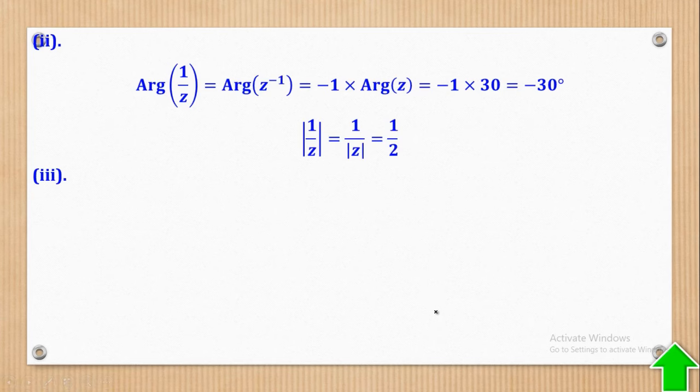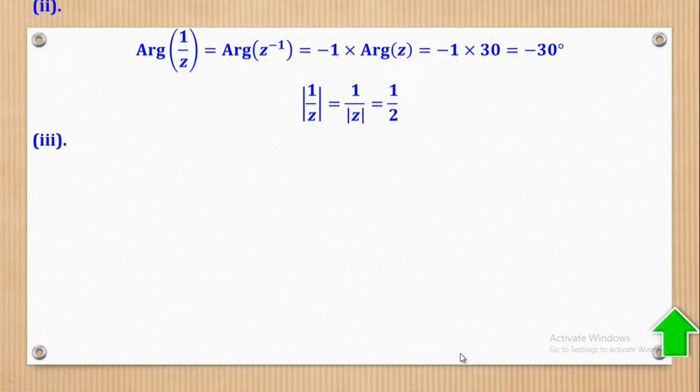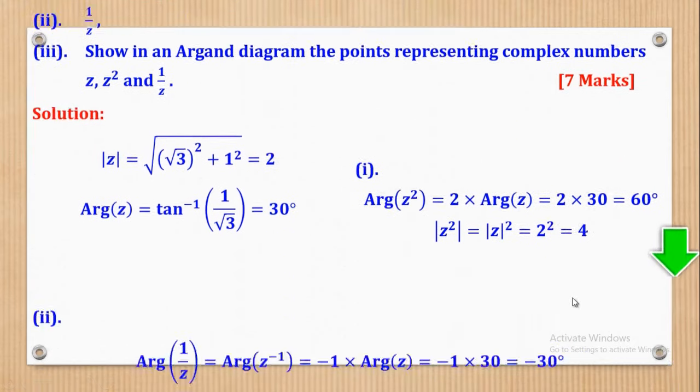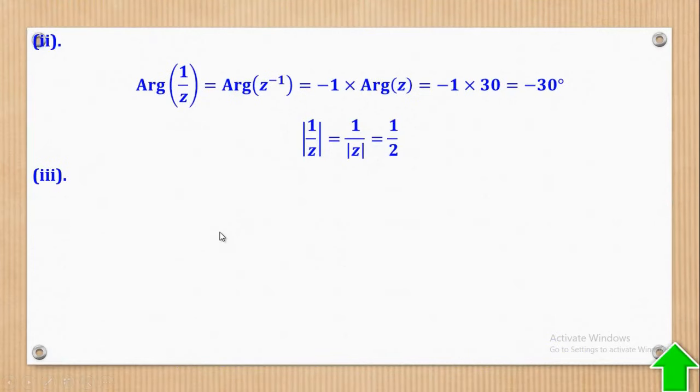Then now we shall go to Roman 3. So Roman 3 says show in an Argand diagram the points representing complex numbers z, z squared, and 1 over z. So here we have got argument and modulus. So that's what we shall use to locate our complex numbers. So previously we have been using real part and imaginary part, which is also okay, but in this case, since we have only modulus and argument, that is what we are going to be using to locate our complex numbers.